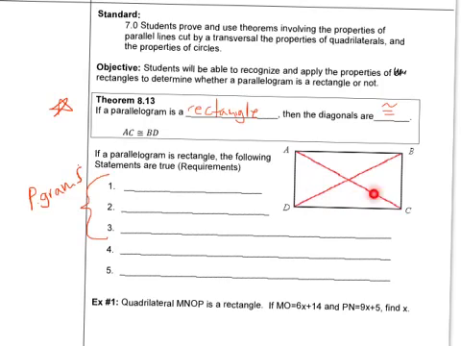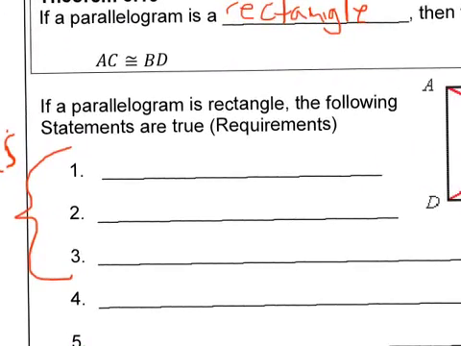They still apply to the rectangle, but they don't apply only to the rectangle. They also apply to all parallelograms. So let's just write those three down. They're nothing new. They're ones that you've heard before. The first one is that opposite sides are congruent and parallel.